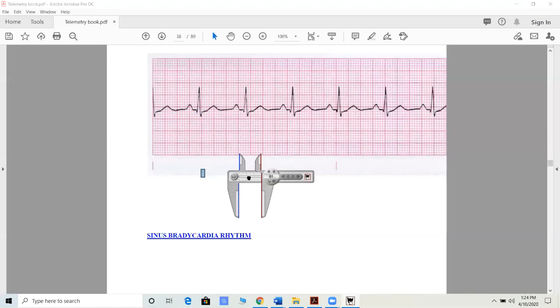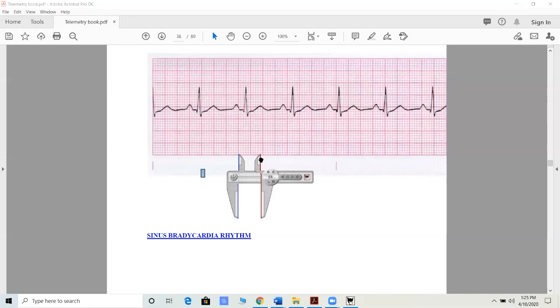And what is the measurement for the QT interval? Remember, the QT interval is between 0.34 and 0.44. So if you don't mind, put it in the chat box or write it down and we'll see what we have. What do you have for the QT interval? Very good. Okay. So we're within the normal range.